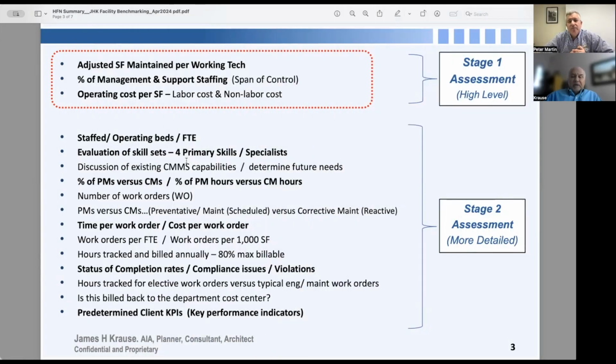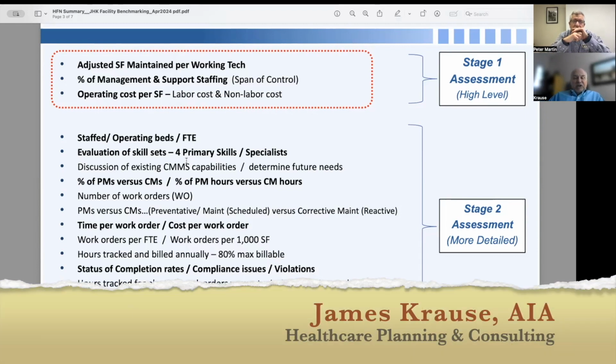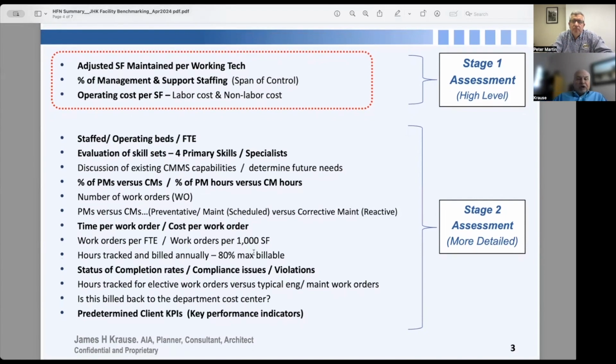Through this process, it's a two-stage process where there are three fundamental items that are discussed out of the gates. So once we've collected the data, it's important to vet the data and discuss with the facility folks in terms of, do we have the right skill sets in the right place? Like, are the carpenters doing 100% maintenance, or are they doing partial construction projects, or the electricians and so on? So we'll vet that and identify how many working techs we have performing maintenance.